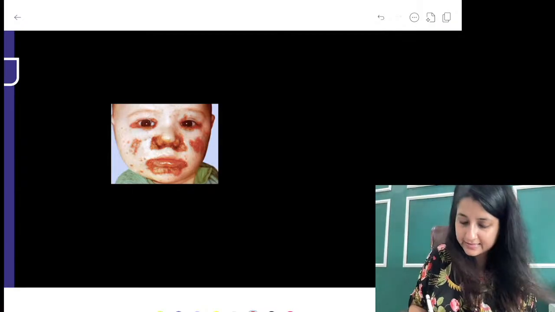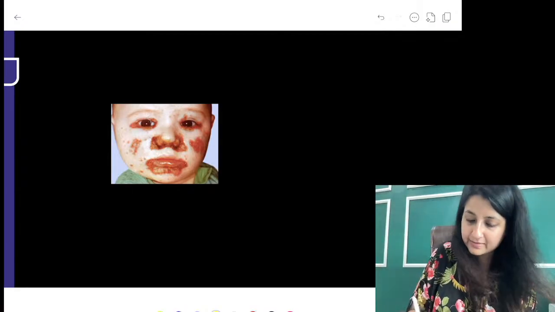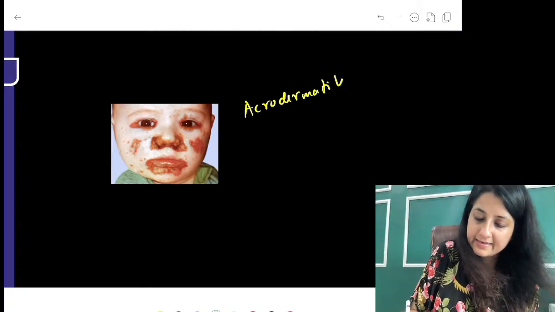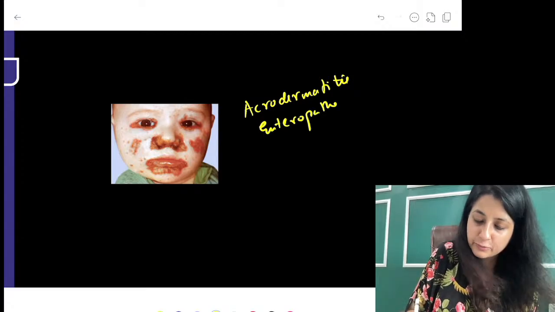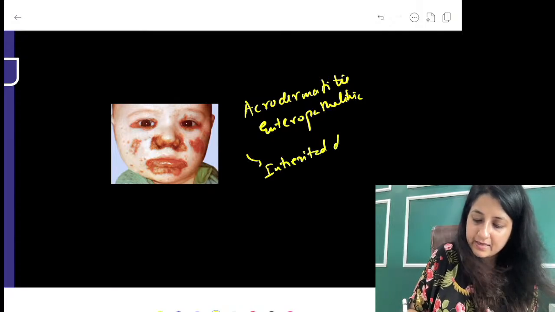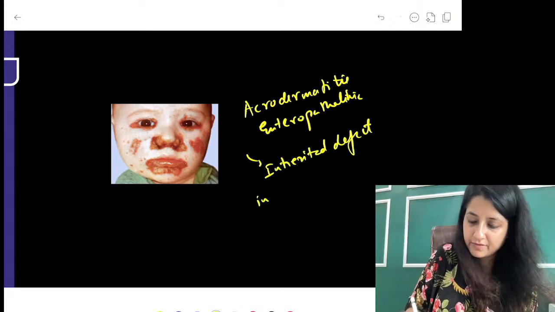Okay, what is this image? What has happened to this? Acrodermatitis enteropathica, which is an inherited defect in uptake of zinc cells. Acrodermatitis enteropathica. This came last time in NEET PG guys. Congenital inherited defect in uptake of zinc. Clear?